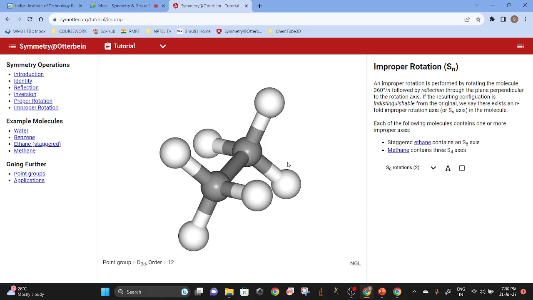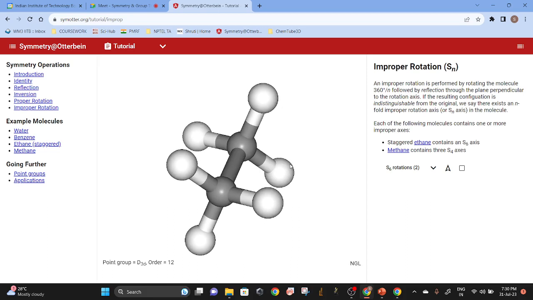Okay, so now see how it will have the Sn. So this molecule has S6. S6 means it will have a C6 followed by the perpendicular reflection. Simply C6 won't exist in the molecule. You remember this point, that if a molecule has an improper axis, the proper axis of the same order may or may not be there in the molecule.